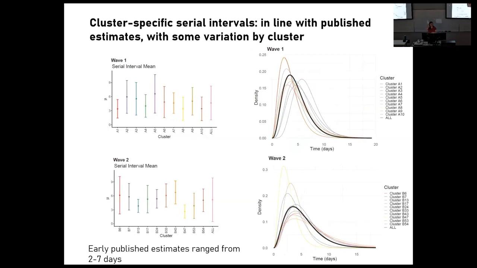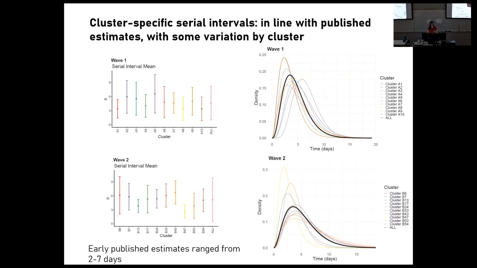Here are estimates of the serial interval in each of those 10 clusters per wave. To explain what you're seeing here, on the left, wave 1 at the top and wave 2 at the bottom, we have the estimates of the mean serial interval and 95% confidence intervals in each of our 10 clusters, as well as a pooled analysis where I put them all together to get a whole wave estimate. On the right, given the mean of the means and our estimate of the standard deviation, sigma, of the serial interval, I've plotted what we get for our serial interval distribution, and then again at the bottom for the second wave.